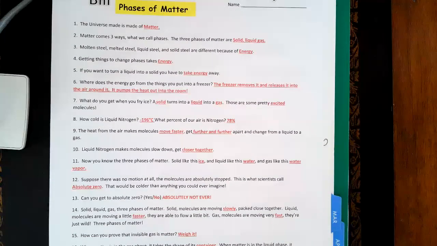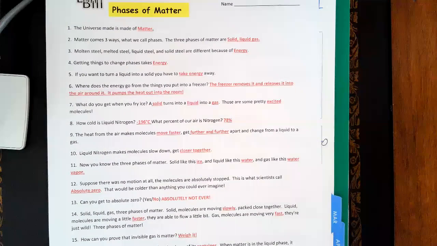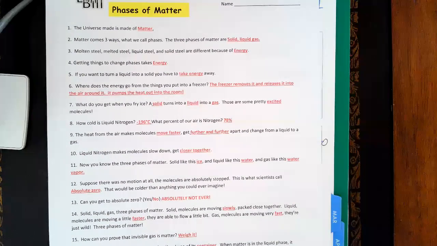The universe is made up of matter. Matter comes three ways. We call it phases, and those are solid, liquid, and gas. Molten steel, melted steel, liquid steel, and solid steel. They're all steel, but they're all different because of how much energy they have.